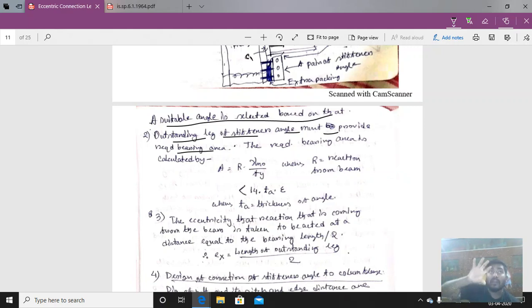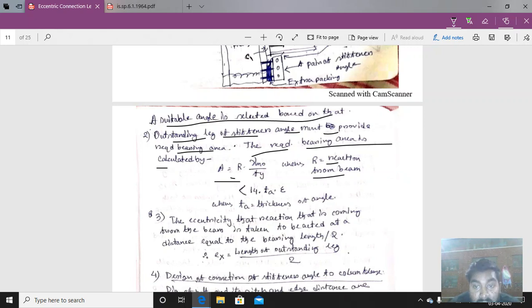So the load coming from the beam, the bearing of the beam, the angle should be so chosen that it has sufficient bearing area so that it can take the bearing coming from the beam. So the required bearing area is calculated by A is equal to R into gamma M0 by Fy, where R is the reaction force coming from the beam.